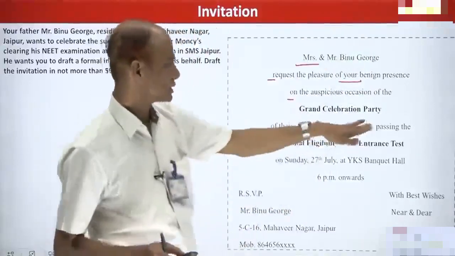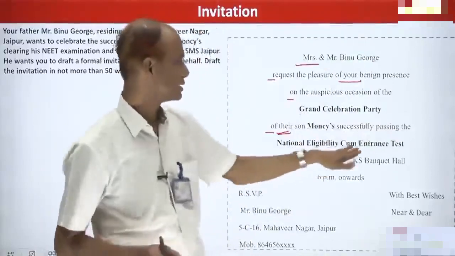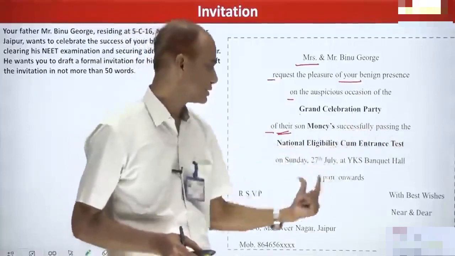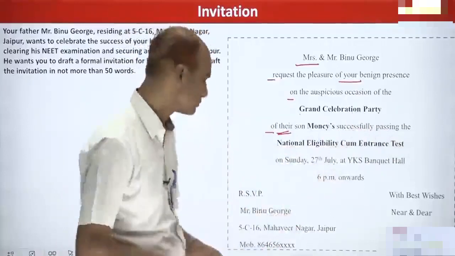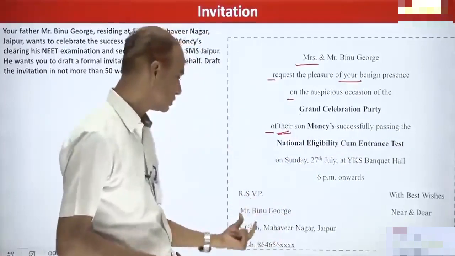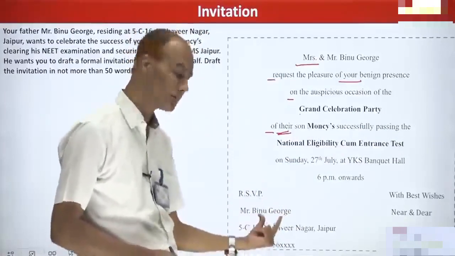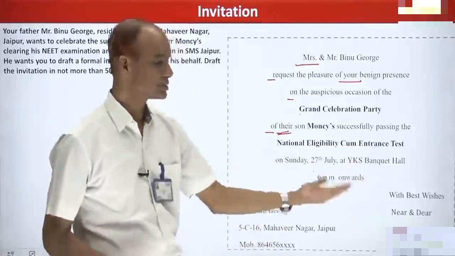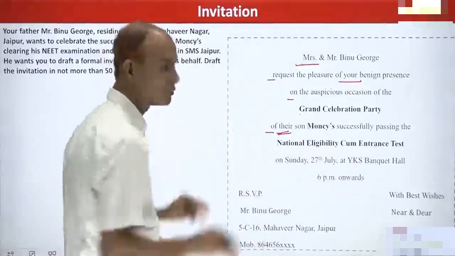So, Monsi's successful passing of the National Eligibility cum Entrance Test. We wrote the full form. On Sunday, this 6 p.m. onwards. Very much simple. RSVP, Mr. So that's what I was telling you: the name of the person, the head of the family, address, phone number, and then, with best wishes, near and dear. And we have put this in a box.